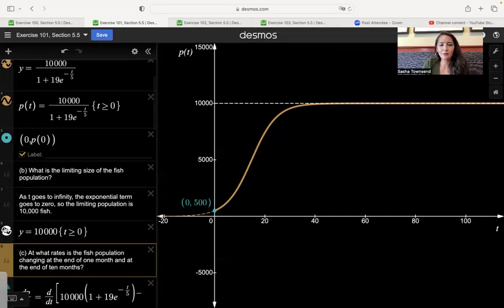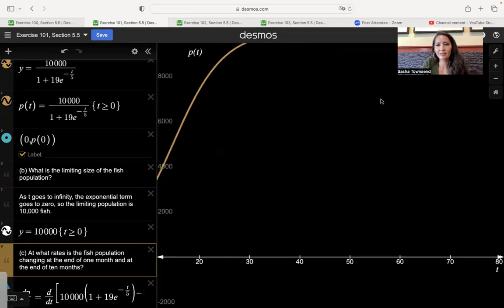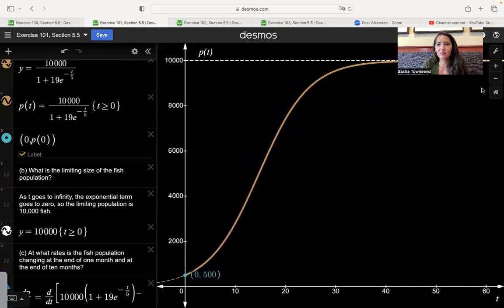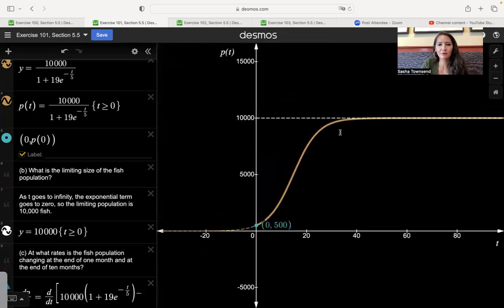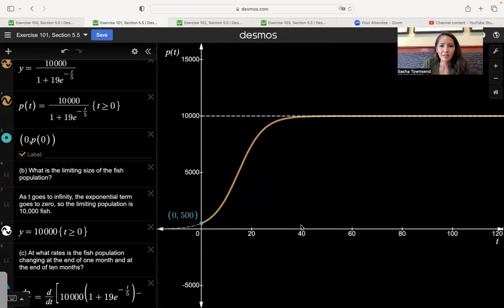So we can plot that horizontal line. We see that the graph gets closer and closer to that line as t goes to infinity. Looks roughly like that. And it looks like around t equals 40, the curve itself and the horizontal line are almost identical. So it looks like all the interesting things happen between t equals 0 and t equals 40, and then it just sort of flattens out.